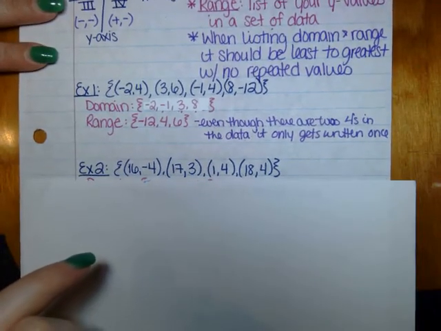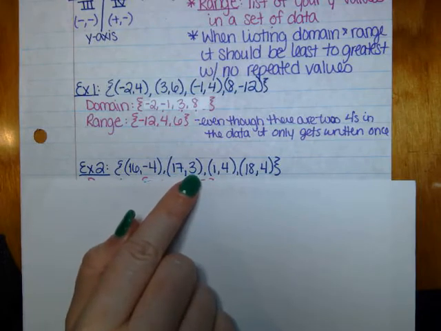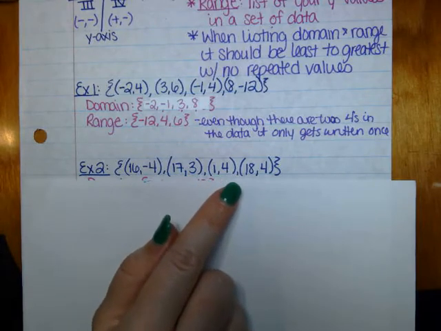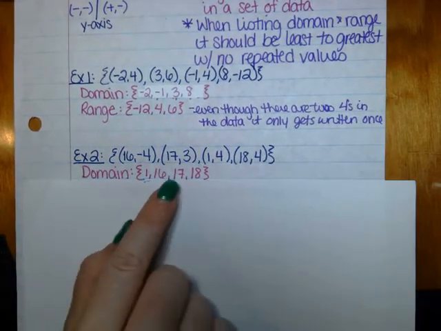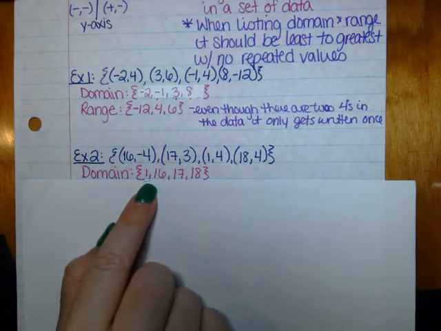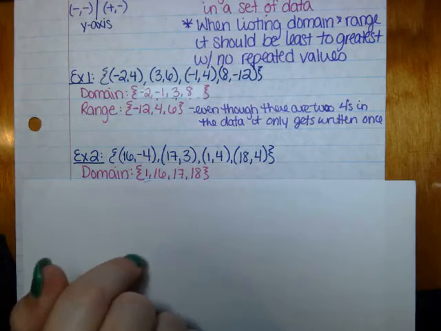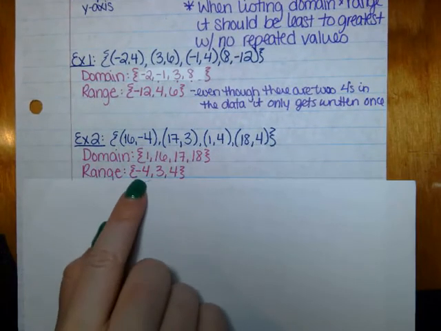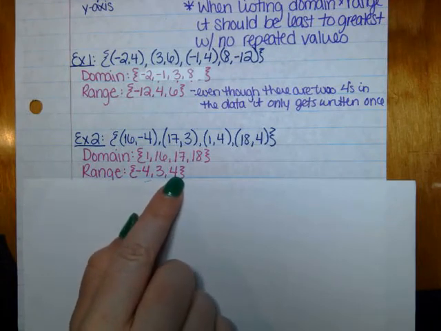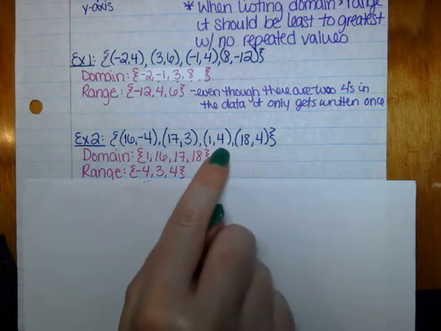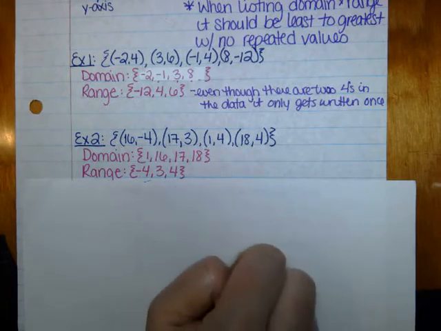So the second example, if I have (16, -4), (17, 3), (1, 4), and (18, 4), my domain least to greatest is 1, 16, 17, 18, and my range again is -4, 3, 4, again because I have two 4s in my y values, I only list it once.